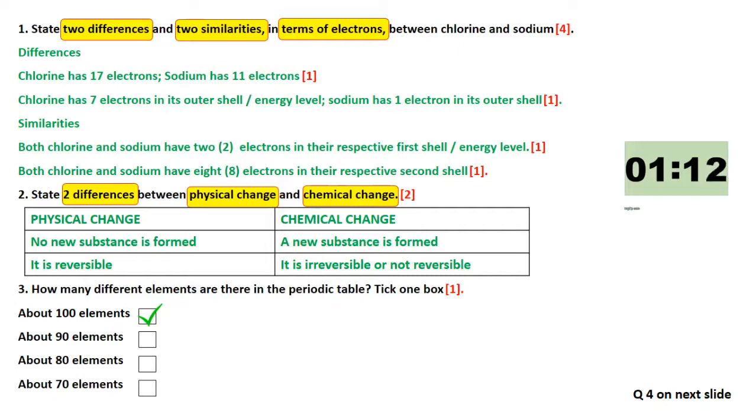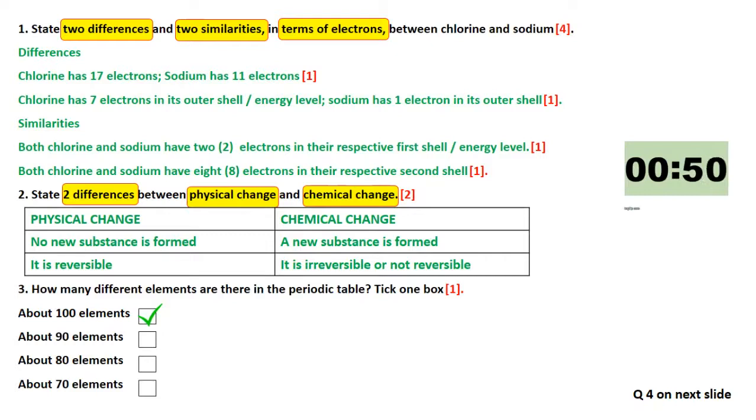The last question was, question 3, how many different elements are there in the periodic table? I would choose the first one because it says about 100 elements. That is closer to the actual number of elements that we do have right now in the periodic table. I know some of you will be asking, which is more than 100. Yes, I'm aware that it's more than 100, but that's the answer which is closest to the true value.